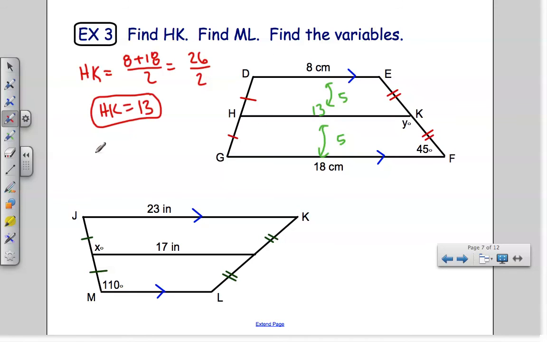What about ML? Where is it? Oh, we're going to find that down here. My bad. We'll do that next. And then I have to find this variable y in this problem as well.